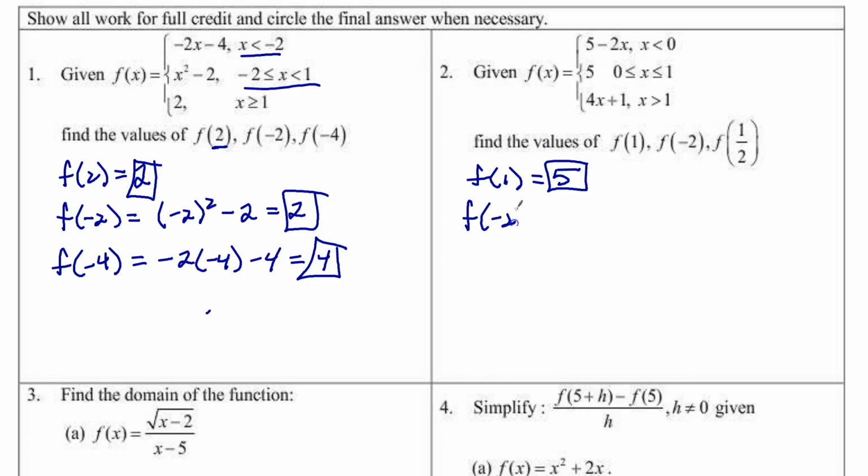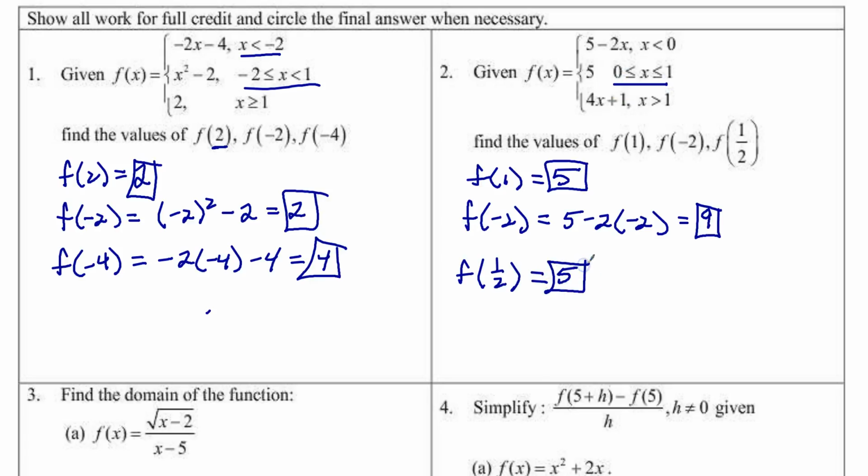F of negative 2, that's going to be true for the top function because x is less than 0. So that's 5 minus 2 times negative 2. That's going to be 5 plus 4, which is 9. And finally, f of 1/2. 1/2, again, falls in between 0 and 1. So I'm going to get 5 again.